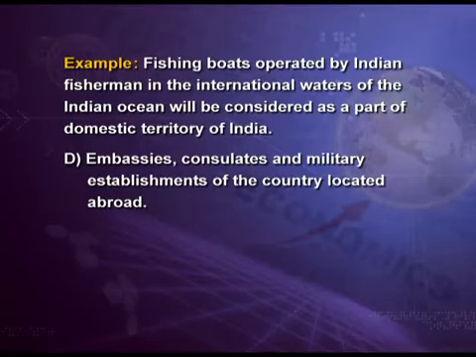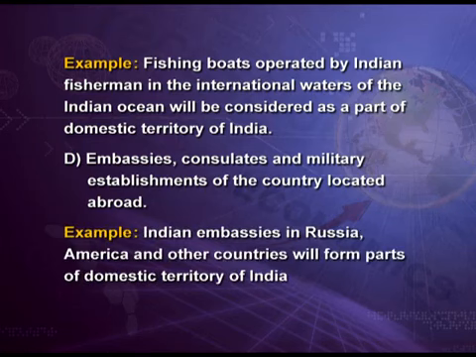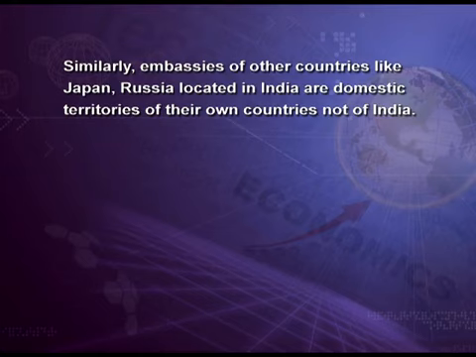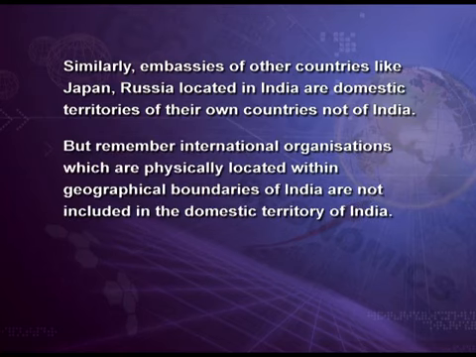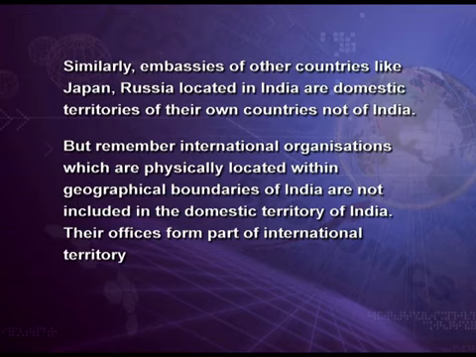Fourth item included in domestic territory is embassies, consulates and military establishments of the country located abroad. Example, Indian embassies in Russia, America and other countries will form part of domestic territory of India. Similarly, embassies of other countries like Japan, Russia located in India are domestic territories of their own countries, not of India. But remember, international organizations which are physically located within geographical boundaries of India are not included in the domestic territory of India. Their offices form part of international territory, not of domestic territory.